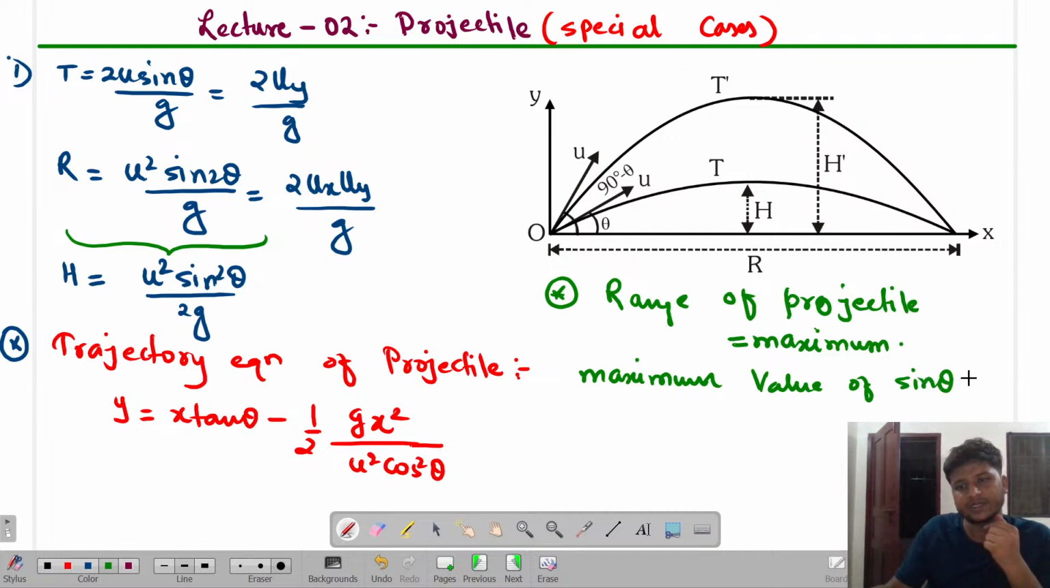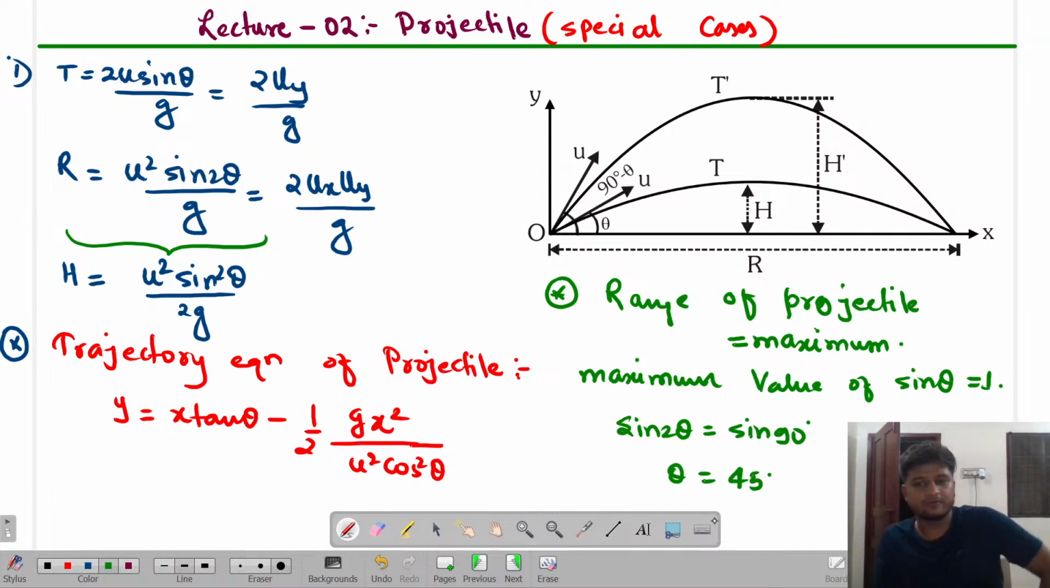Maximum value of sine theta is how much? 1. But is that possible at 90 degrees or not? So anyhow, this sine 2 theta must be equal to sine 90. So that implies theta is equal to how much? 45 degrees. So when I project a particle with an angle of 45 degrees, the range attained by the particle is always maximum. Are you able to get me or not?